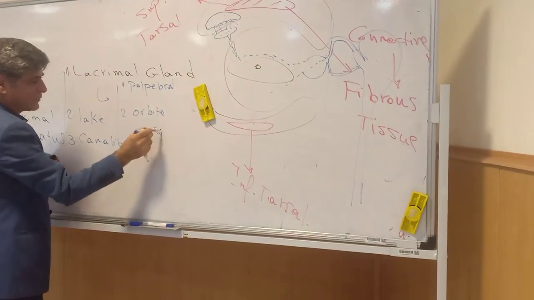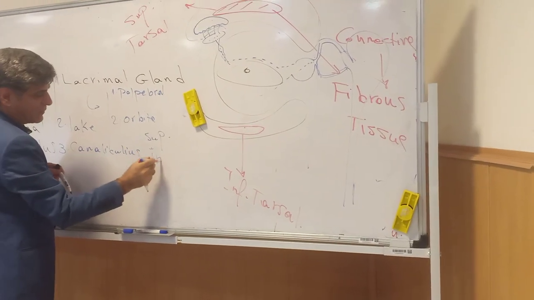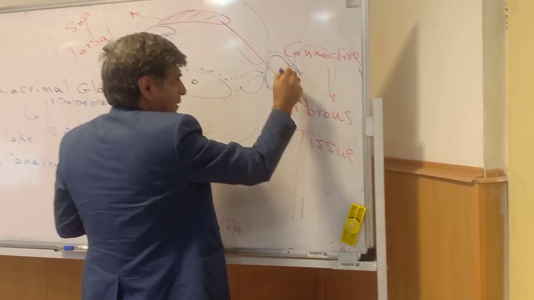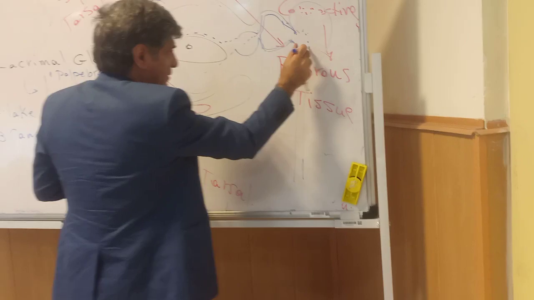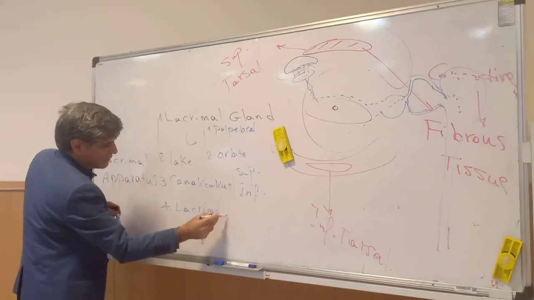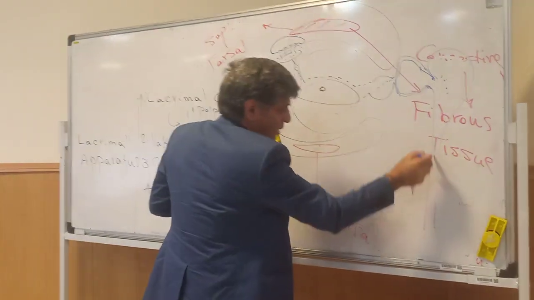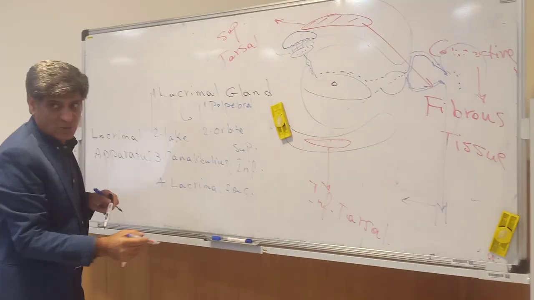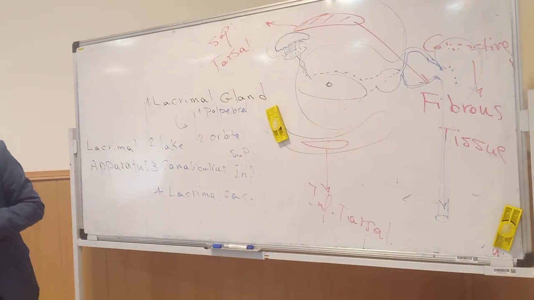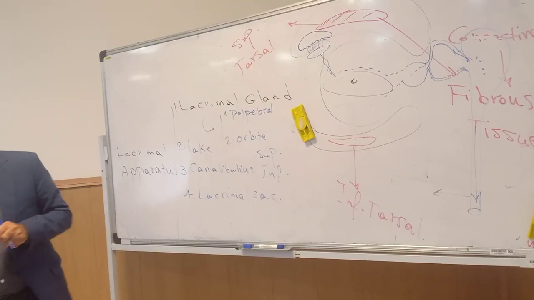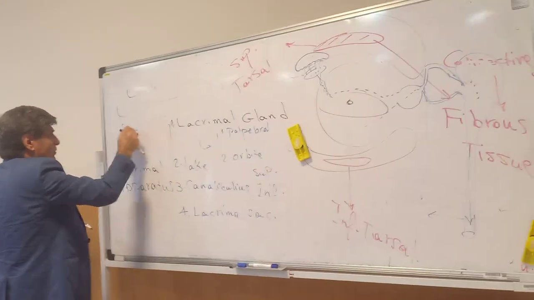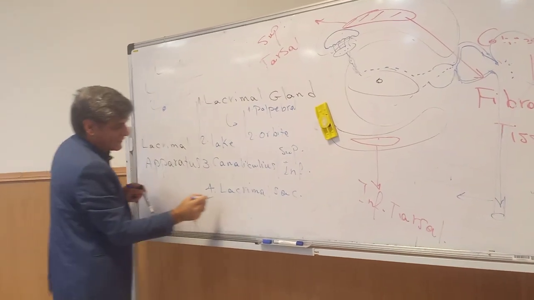Canaliculus, superior and inferior canaliculus, and the lacrimal sac. This is the lacrimal sac, and another structure is the nasolacrimal duct. Okay, the nasolacrimal duct exits into which part of the nasal cavity? Inferior meatus. Superior meatus, middle meatus, and the largest is inferior. Okay, inferior meatus.